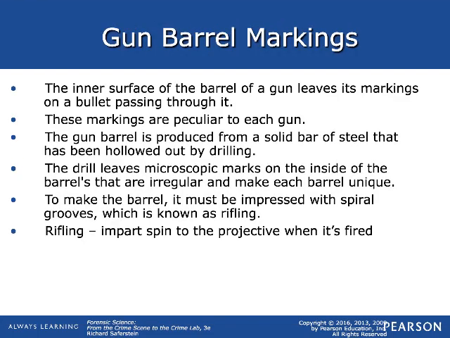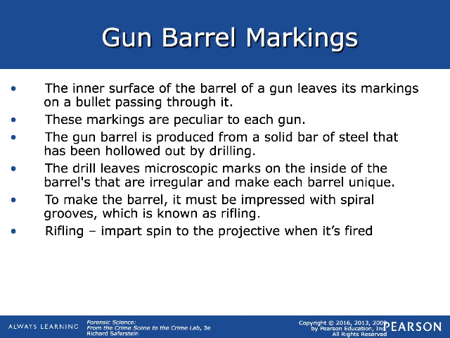Okay, now gun barrel markings. The inner surface of the gun barrel leaves markings on the bullet that passes through it, and the markings are peculiar or unique to each gun. You can YouTube a video of how a gun barrel for a rifle is made. They take a solid bar of steel and hollow it out by drilling it. The drill leaves microscopic marks on the inside of the barrel, and they're irregular, and they make each barrel unique.